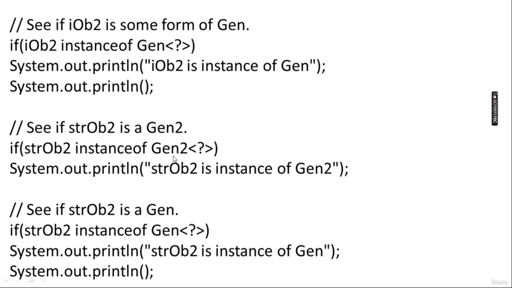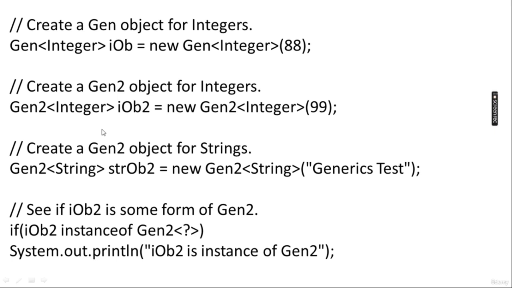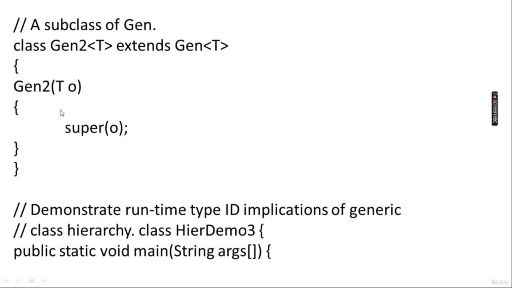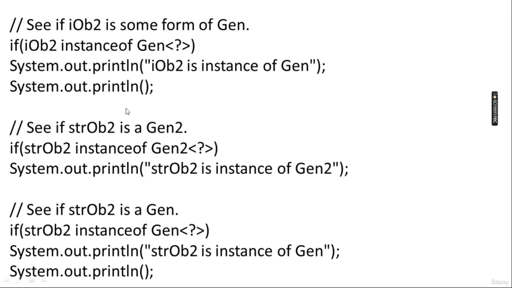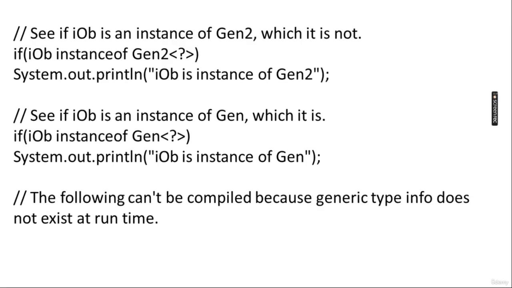strOb2 instanceof Generic2? strOb2 is an instance of Generic2. Okay, so it is created, it is an instance of Generic2 because it is created like Generic2 strOb2. Here is a question mark, that is a wildcard. Any type can be replaced over here. It can be integer, it can be float, it can be string, and no upper bound is given. So strOb2 is an instance of Generic2, okay. Then strOb2 instanceof Generic, no, it is not connected, so it will give you false.